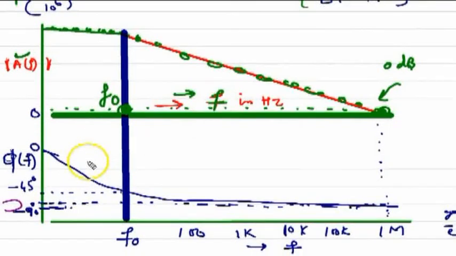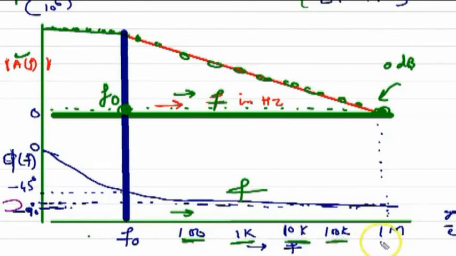Now look at the phase. The phase at frequency 0 was 0, and the phase decreases very rapidly initially. It is increasing in negative value. At F naught it becomes minus 45 degree.